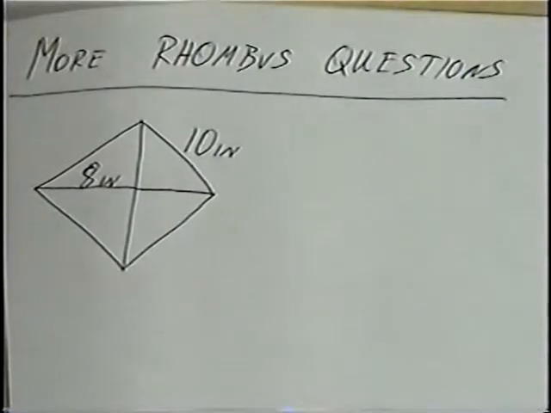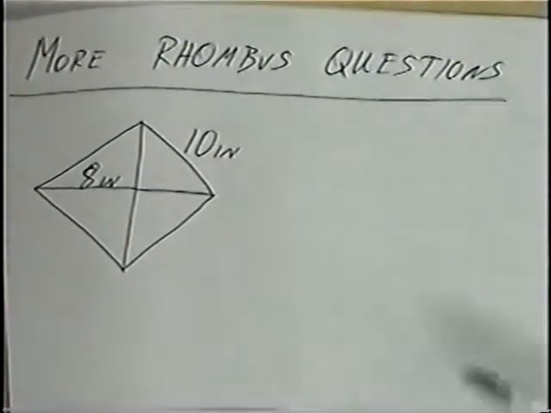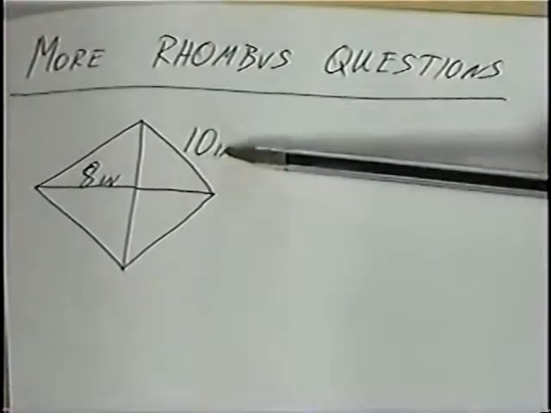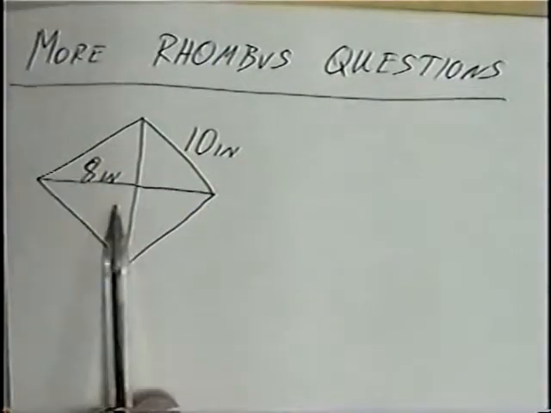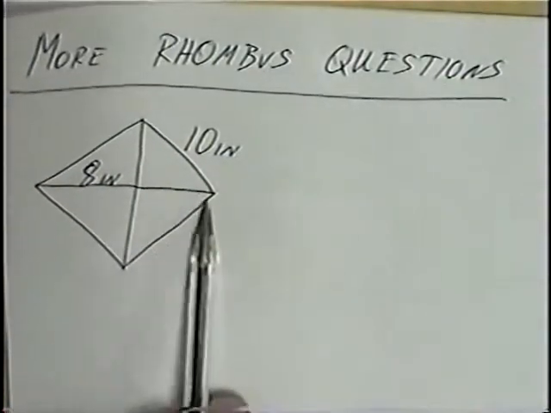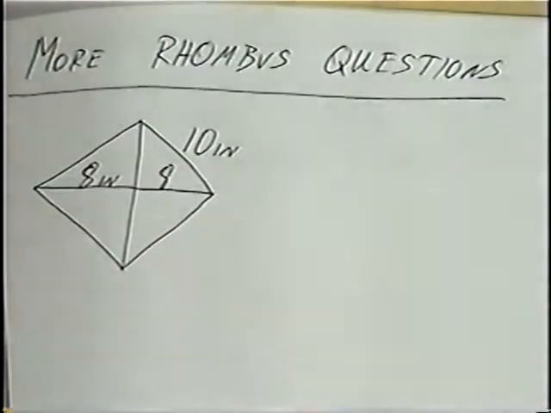Title of the last section is More Rhombus Questions. Looking at the given rhombus, we know the left-hand side diagonal is 8 inches, and one of the outside lengths is 10 inches. Using what we know about rhombuses, if the left-hand side is 8 inches, that means the right-hand side is congruent, or the same, which is also 8 inches.